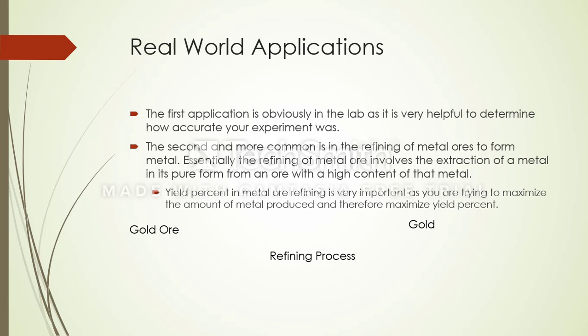A second and more common, practical use of percent yield is the refining of metal ores to form pure metal. Essentially, this is taking a metal ore or a mineral and getting its pure form by reacting it with something else. So you'll take an ore or a mineral that has a high content of the certain metal that you're looking for and react it with something in a controlled setting, and then you will end up getting your pure metal.